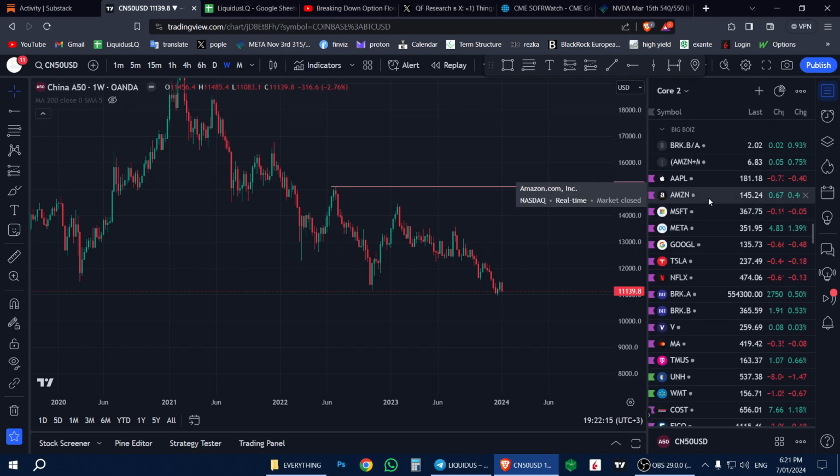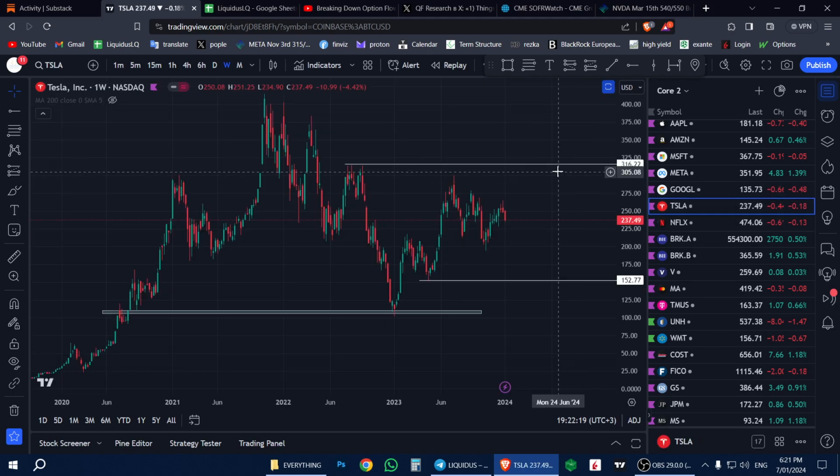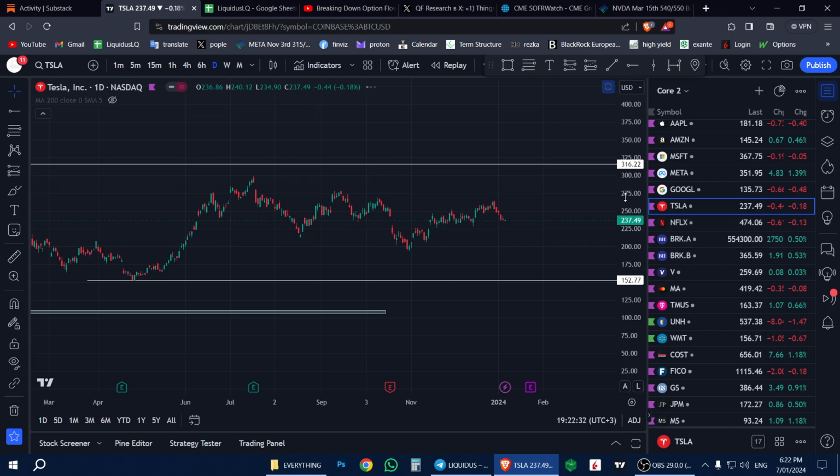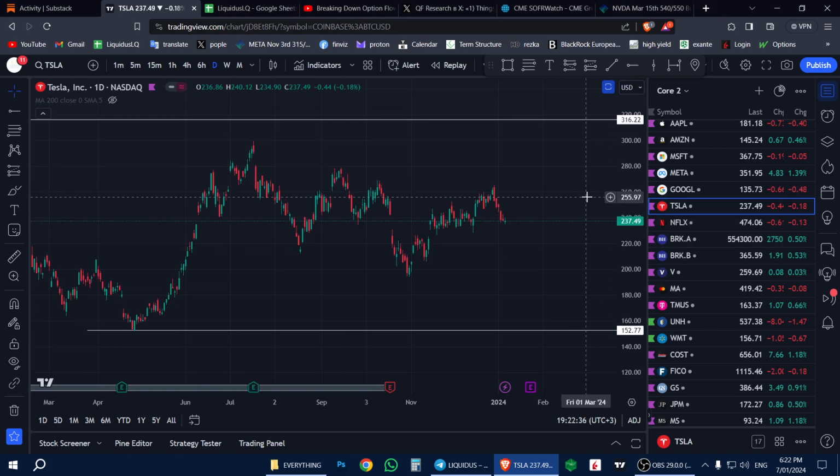Apple, Tesla. Looking at Tesla as a potential earnings play. Continuous underperformance of Tesla points to us getting very close to earnings, and there might be a chance to play it to the downside on Tesla.